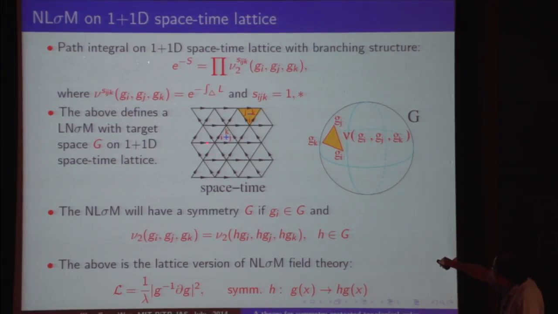And so we add an arrow to each edge, so that this triangle is frustrated. You can see these two arrows go this way, but the third arrow goes against it. This kind of frustrated way of putting an arrow on each triangle is called a branching structure. So we put this structure in our triangulation.